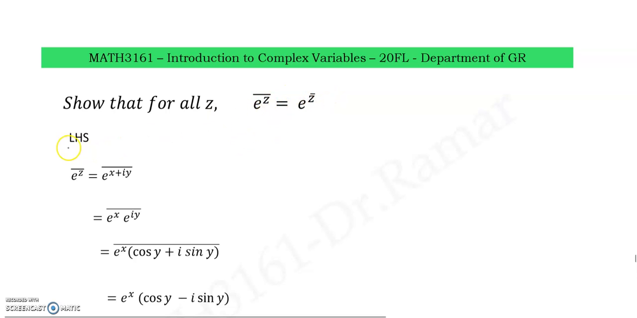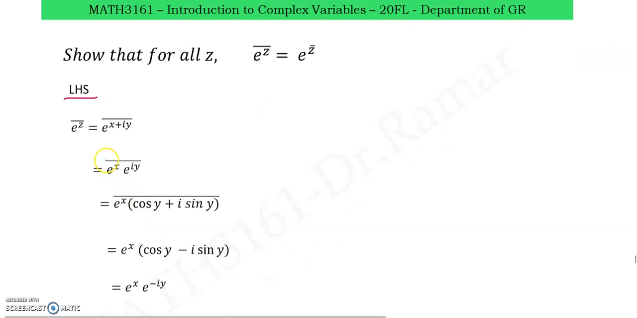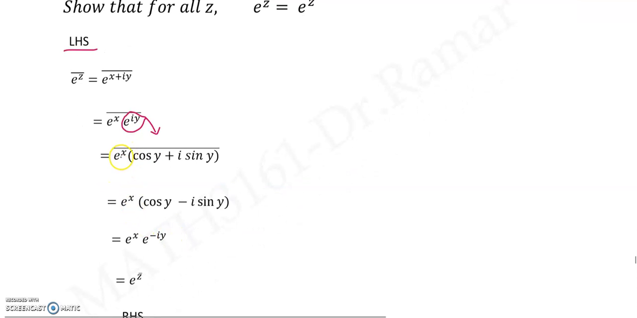Okay, now we will take the left side, LHS, that is e to the power z whole bar is equal to e to the power, what is z? z is nothing but x plus iy. This is the general form of z. So put z equal to x plus iy, then separate e to the power x multiplied by e to the power iy. Now you apply the complex conjugate, that is e to the power x. What is this? e to the power iy is nothing but, by Euler's formula, we can write cosine y plus i sine y. Put conjugate for all. Now apply the conjugate.